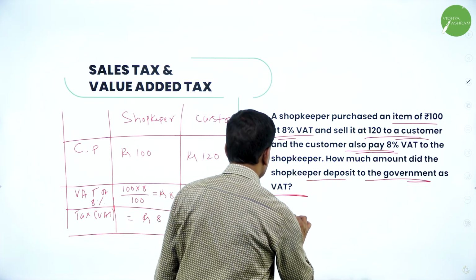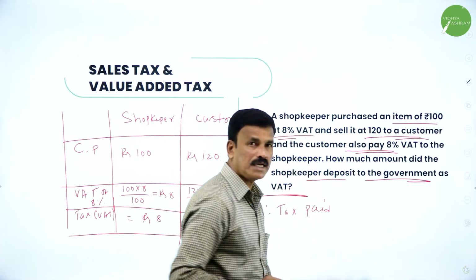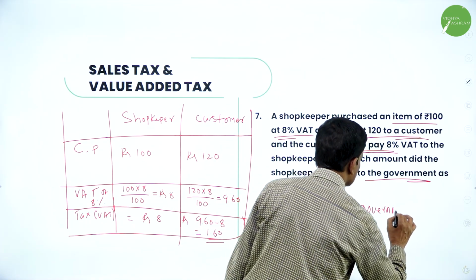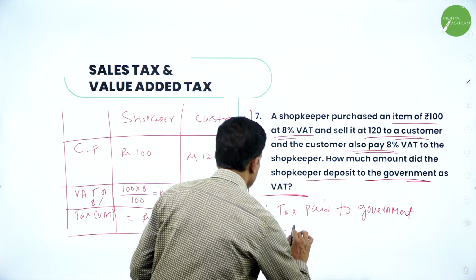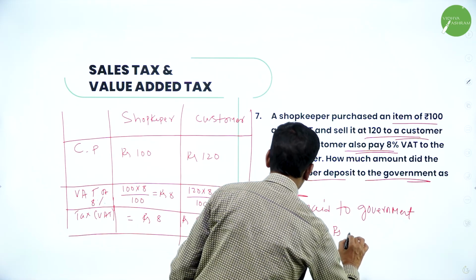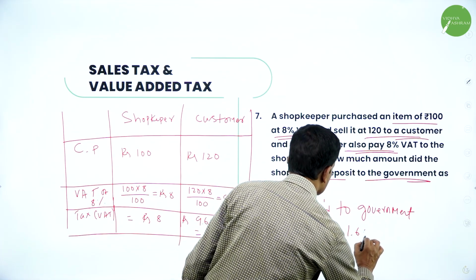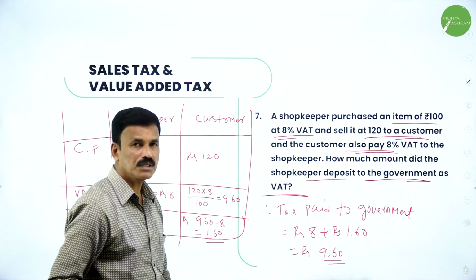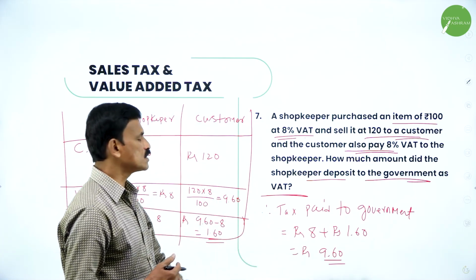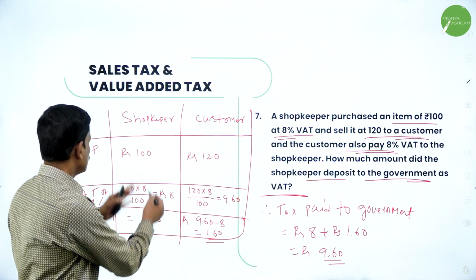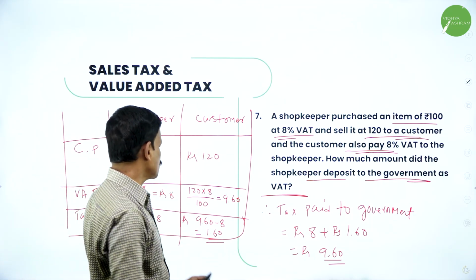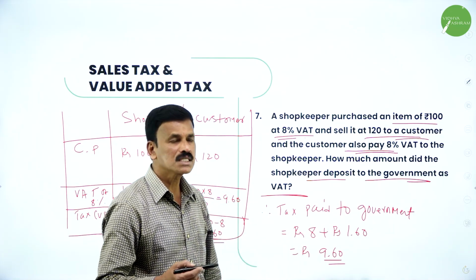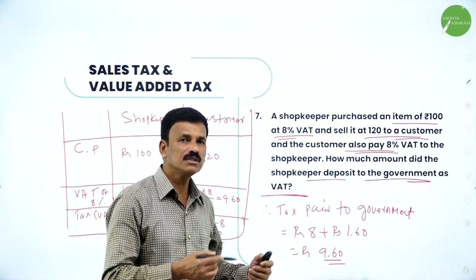So therefore the total tax paid to the government is equal to rupees 8 plus rupees 1.60. That's equal to rupees 9.60. This is the total tax paid. That's it. So therefore the total tax paid is rupees 9.60. The tax paid by the shopkeeper is 8 and by the customer is 1.60. That's equal to, the total tax paid to the government is 9 rupees 60 paisa. This is how we are going to solve this problem.